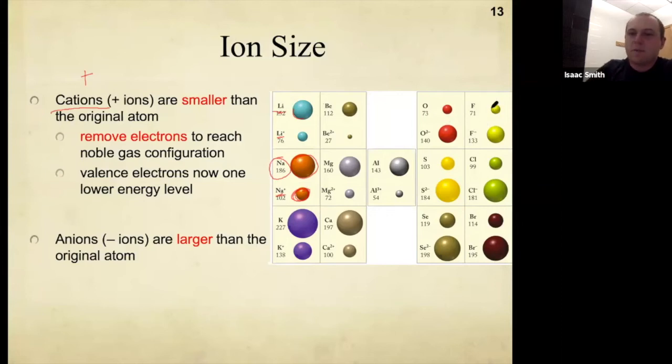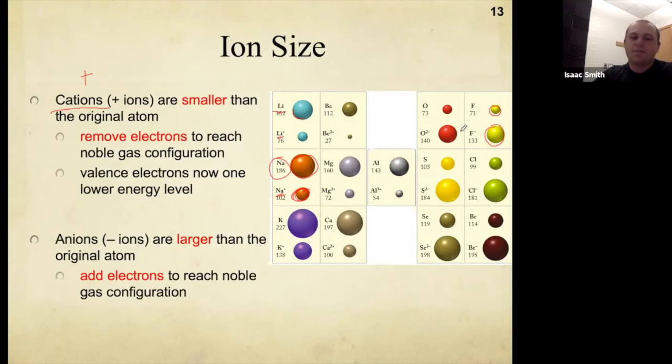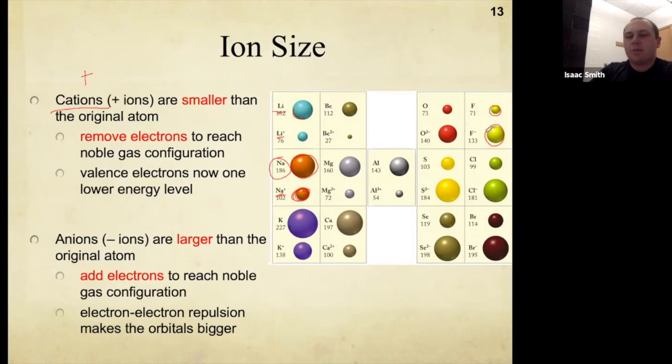And then anions are larger than the original atom. So anions would be, we talked about like halogens, right? Fluorine will actually gain an electron in order to achieve a noble gas configuration. And so as you get more electrons in the outer shell, they're going to push away from each other. And as they push away from each other, it's going to be bigger because they're all negatively charged. They're going to repel each other. And that's why it gets bigger for anions.